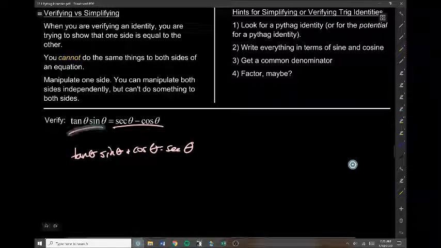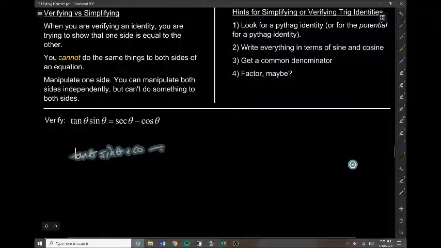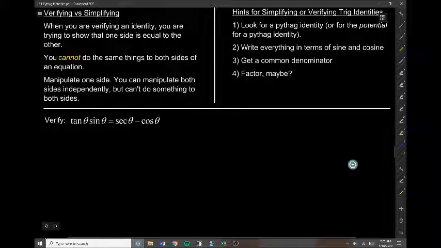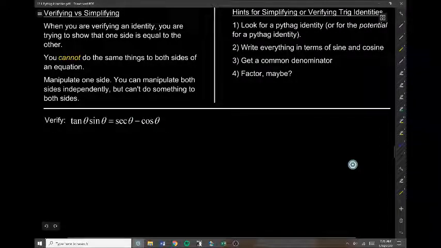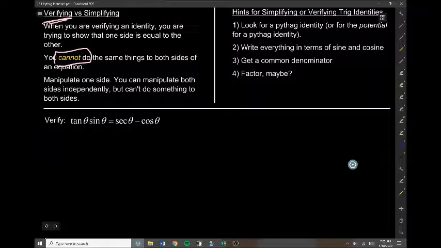You might wonder, well, why does that matter? Don't we know by the additive property of equality that these things are going to be the same? Yes, but the division property of equality doesn't exist. And the multiplication property of equality causes real problems if you're multiplying by 0. And sometimes with cosine theta, you have a 0 and you don't know it. So we can't do the same thing to both sides of the equation. So whenever you're verifying, you manipulate one side. If you want, you can do the two sides independently, but you can't take one thing from one side and put it on the other.